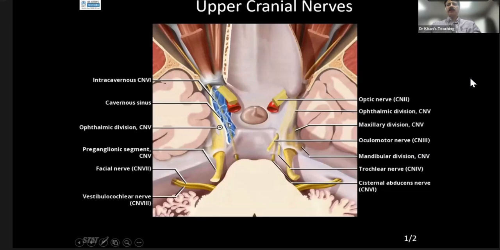Of course, in the cavernous sinus, other nerves are also passing through, and it will cause involvement of those nerves also. Same thing, if there is infection here, it can cause other things like cavernous sinus thrombosis. So this anatomy is the key. We'll see it as the last case of the day later today.